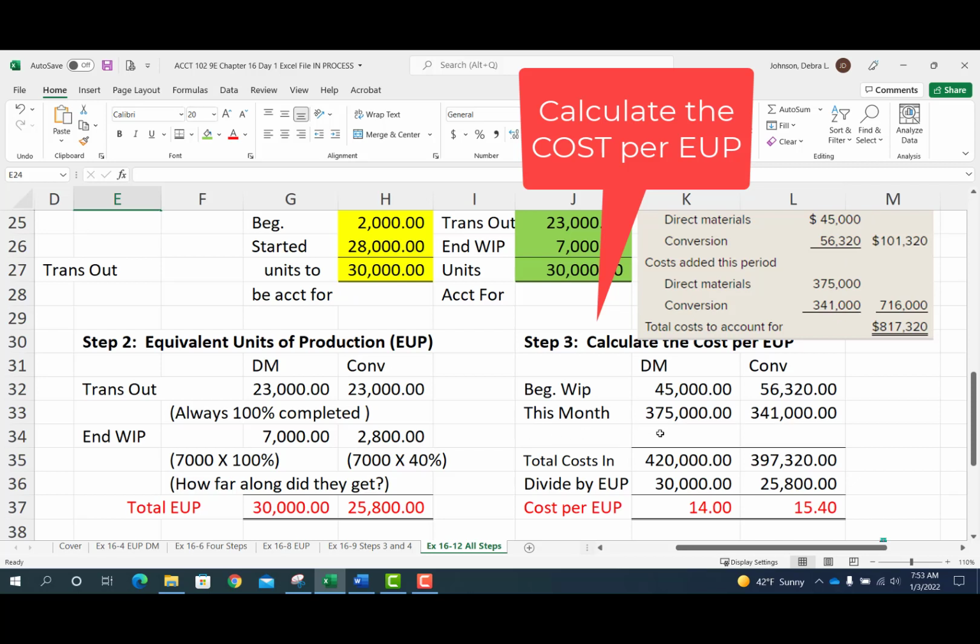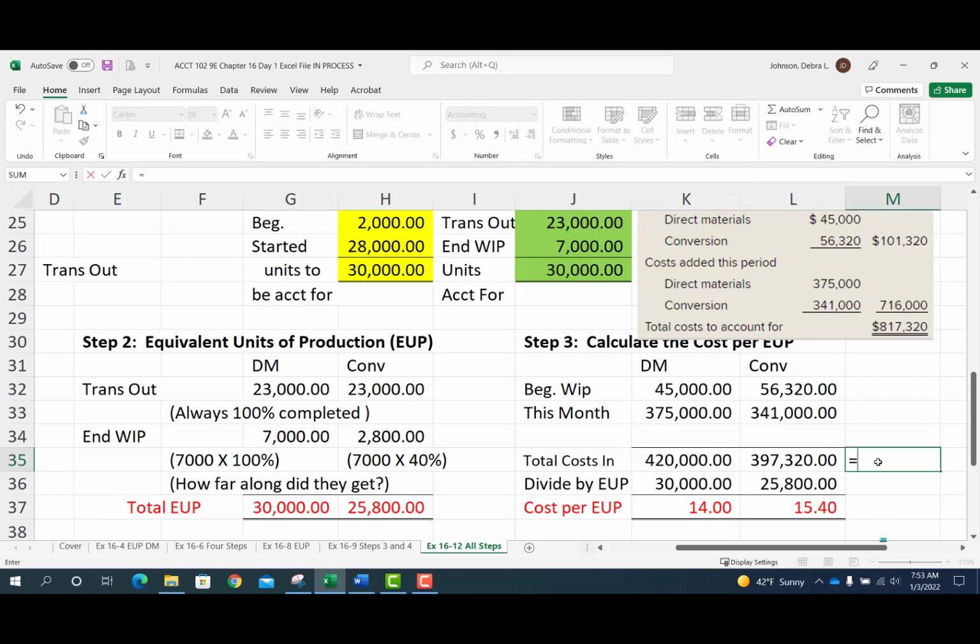And then we added in this month's cost. Materials were $375,000 and conversion was $341,000. Add the costs up. It would also be wise, as I've demonstrated before, to cross-foot them to make sure that you don't make any transposition mistakes. Here you can see that the total costs in match the author.